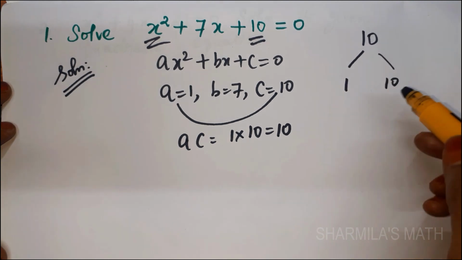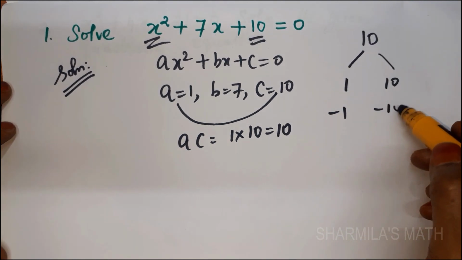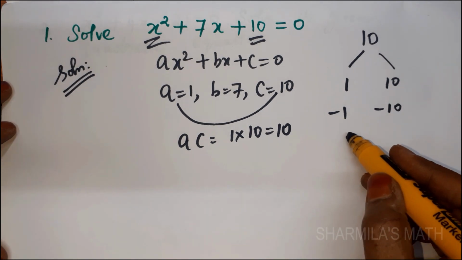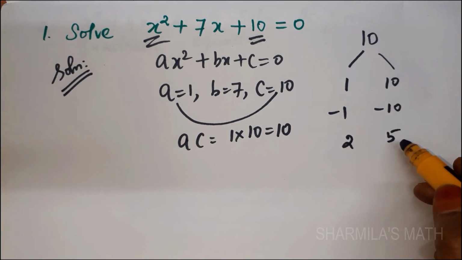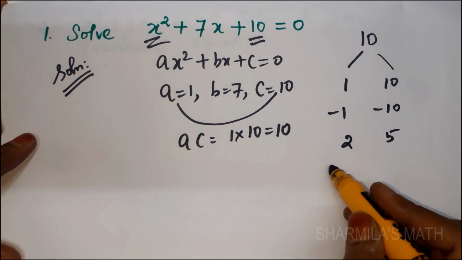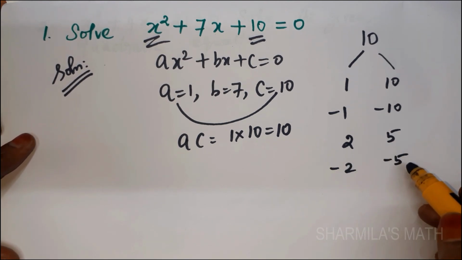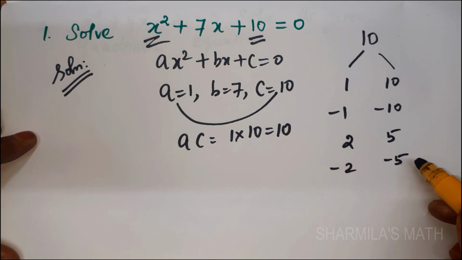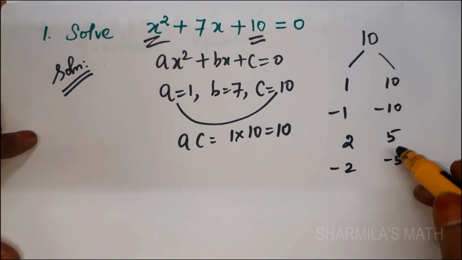1 into 10 is 10. Minus 1 into minus 10: minus into minus is plus, so plus 10. 2 into 5, plus 2 into plus 5, is plus 10. Minus 2 into minus 5 is plus 10. Any other factor do we have? No. These are the 4 possibilities we have.